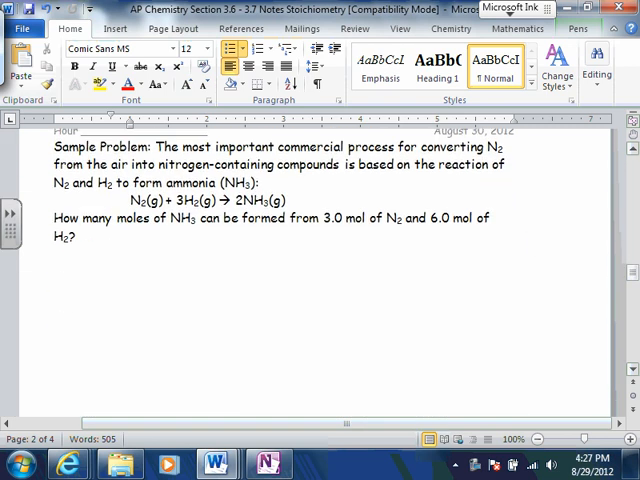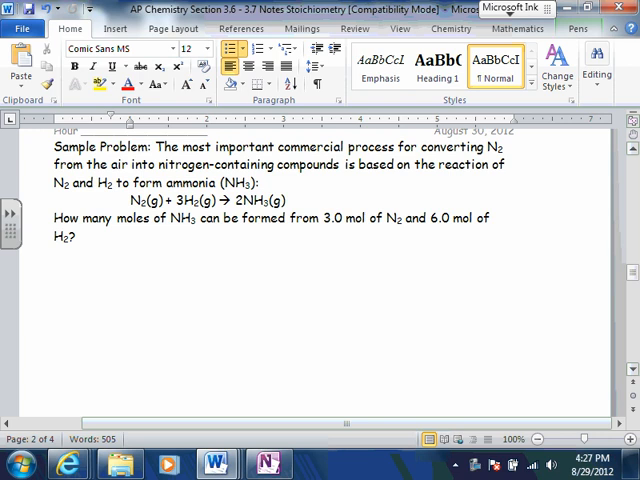So here's a sample problem that has to do with that. Alright, so it gives a little explanation here about the Haber process, which they like to talk about on the AP exam. Haber process is basically when you take nitrogen gas and hydrogen gas and you make ammonia. Okay, we're going to see that reaction many times this year.